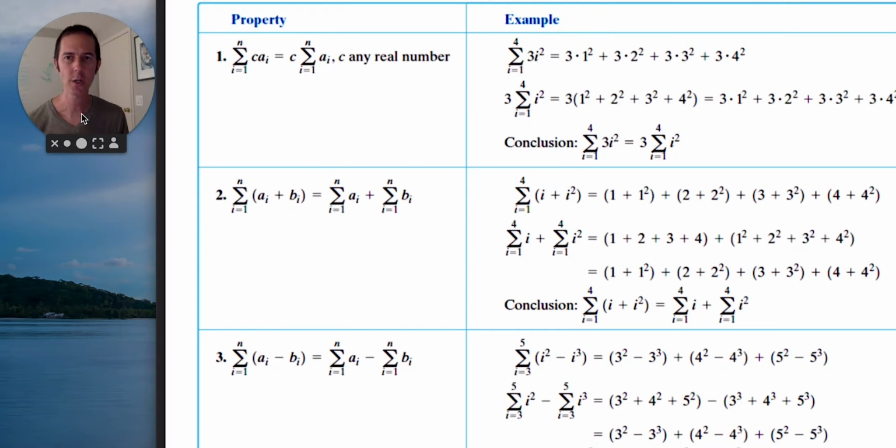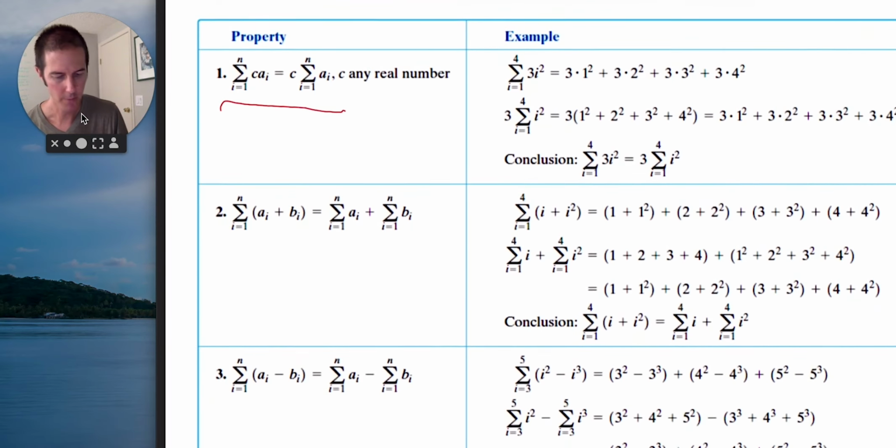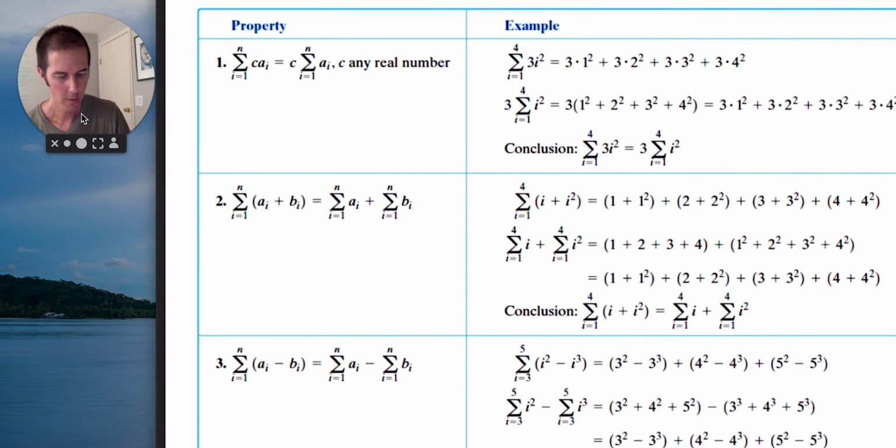The notation in the left-hand column I think is really good. In here we're seeing the c value as a constant multiple times a sub i. And then over here, it looks like it's been factored out of the sigma notation, and in fact, that is what happened.